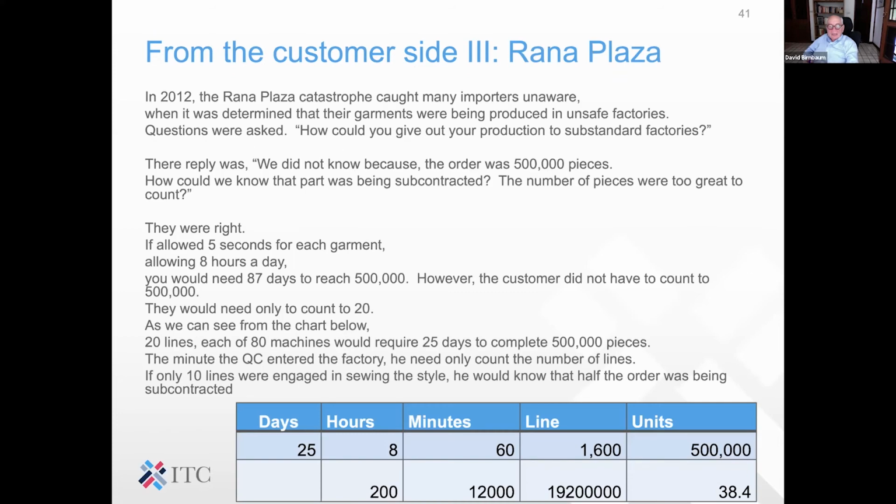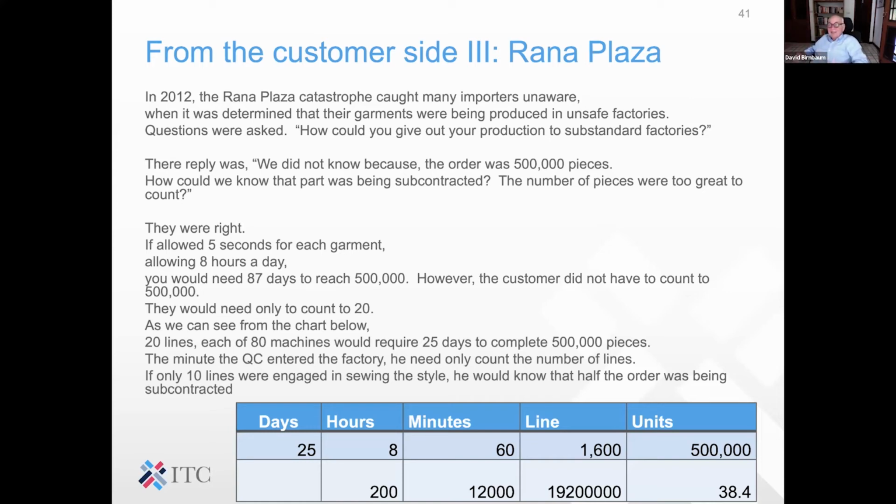How many people remember Rana Plaza, the great disaster in Bangladesh where the building collapsed. And people started asking customers questions. How could you give out an order to a factory, which is such a terrible place? And the customers came up with an answer. They said, we didn't know it was going there. We did not subcontract to that factory. The factory did. Not our responsibility.